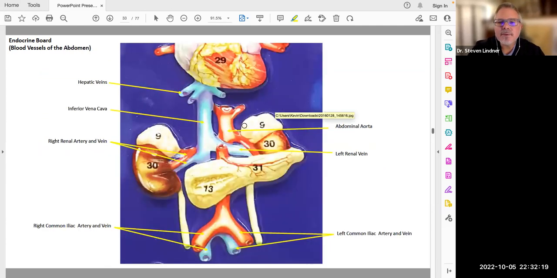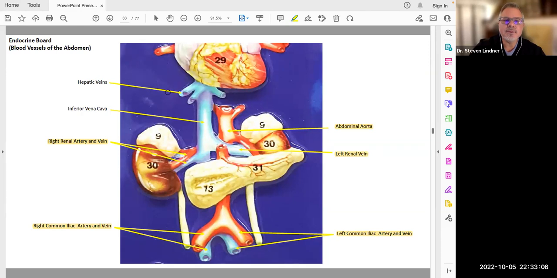Let's see, coming off of here, this is the abdominal aorta. We're going to have a renal artery on the right side. Here's the right renal artery, right renal vein. Here is the left renal vein going to the kidney, number 30. Coming down, the abdominal aorta then bifurcates into a left common iliac artery and vein and a right common iliac artery and vein. Okay, so it's kind of nice when you see things scattered all around here. You can kind of still talk yourself through it.